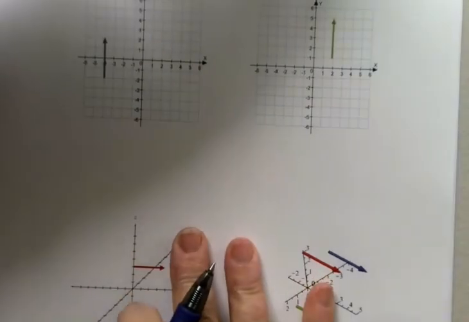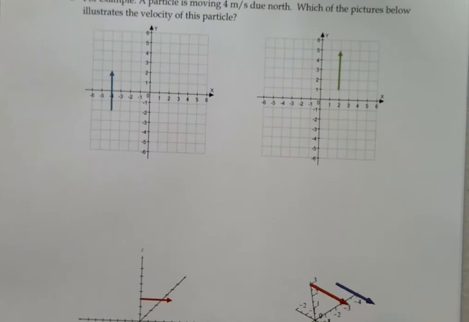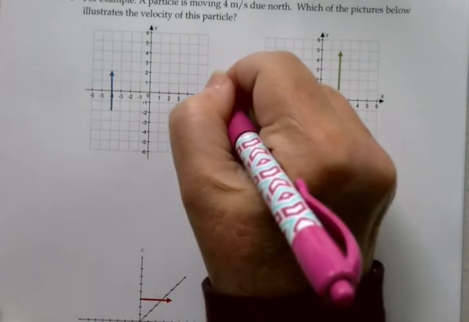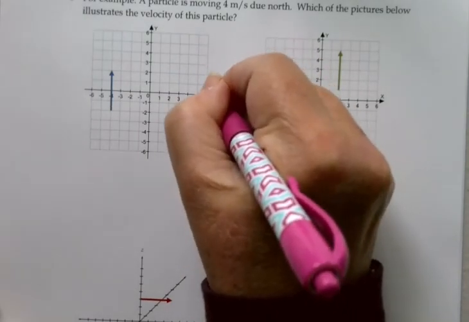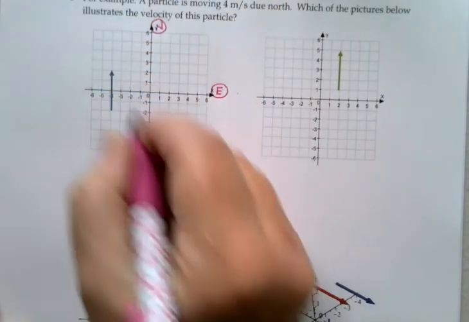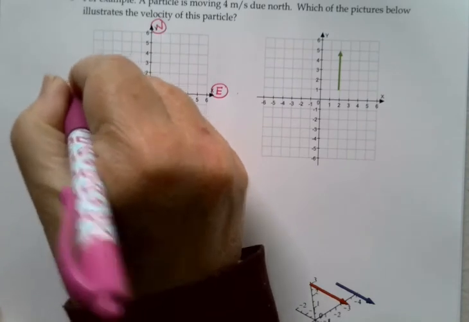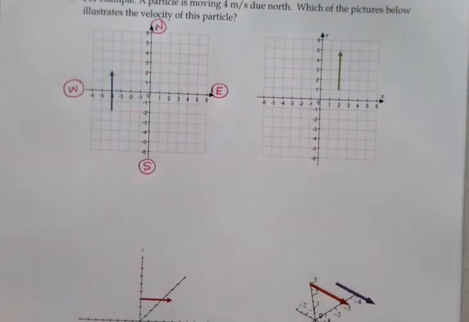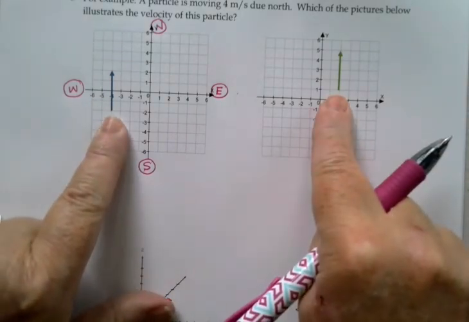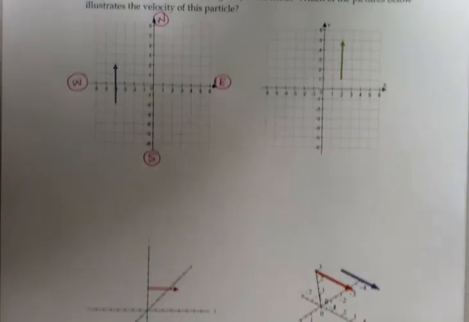In general, when we're drawing, we'll always consider the x-axis to be east, the y-axis to be north, which would leave south going down and west going to the left. And that's typical, right, when we make maps. So we'll continue to do that here as well. So far, both of these vectors seem to be indicating 4 meters per second due north.